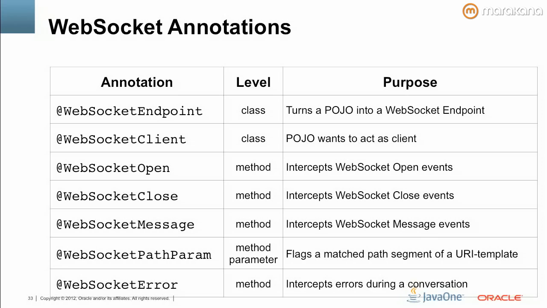You put @WebSocketEndpoint on a POJO, and it becomes a WebSocket endpoint. You add @WebSocketClient, then you have mechanisms for how it can connect to a server and become a peer on that network, effectively. There are callback handlers like open, close, and error. You can define path parameters just like JAX-RS, so that if a request comes in as part of the URI, you can say this is a variable part of the URI, and map it to this particular parameter of the method. All that is possible.